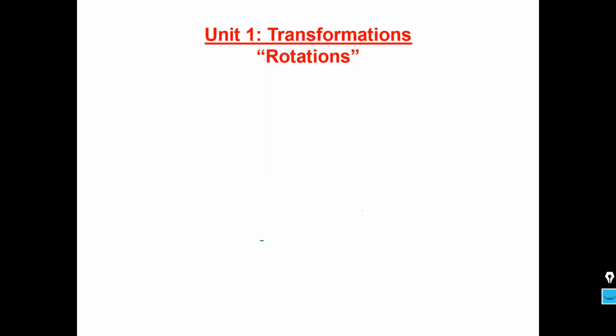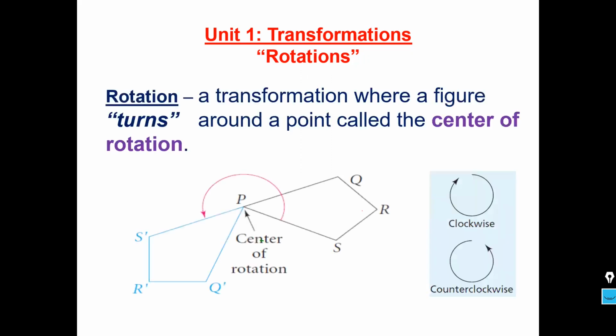Hello dear students, today we shall learn how to transform a shape through rotation in the coordinate plane. Rotation is a transformation where a figure turns around a point called the center of rotation. It can rotate clockwise and counterclockwise. So PQRS has been turned to P', Q', R' and S' as an image, counterclockwise.